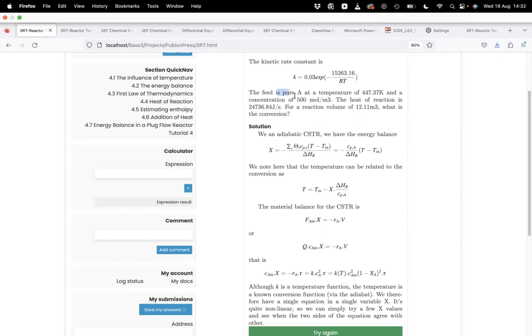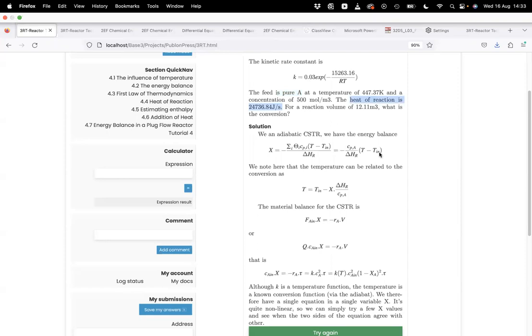And we are told this is pure A. So this general term, theta I CPI, can be written simply as CPA. We saw that last time, in the example we did, where we also had pure A. It's as simple as that. Then the heat of reaction is simply given to us. It doesn't say whether that's the standard heat or anything, just that it is the heat of reaction. So we'll assume it's the right heat of reaction in the range, or the average heat of reaction that's good enough for us to use. So that's the heat of reaction.